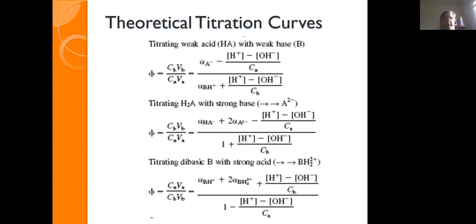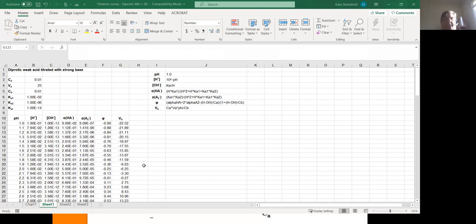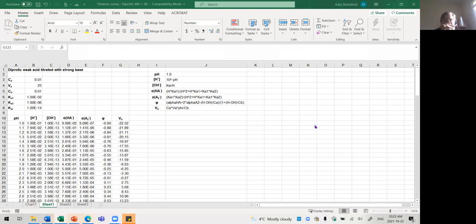So now I'm going to switch over to a different spreadsheet. Where's my titration curve spreadsheet? That's this one. Okay. So here's a titration curve spreadsheet for a theoretical titration curve. This is not the one that you need to do for the lab, but it's similar. So make sure when you're doing the one for the lab that you pay attention, you're asked to do a theoretical titration curve that matches one of your experimentals and make sure you're picking the correct phi equation from the table.